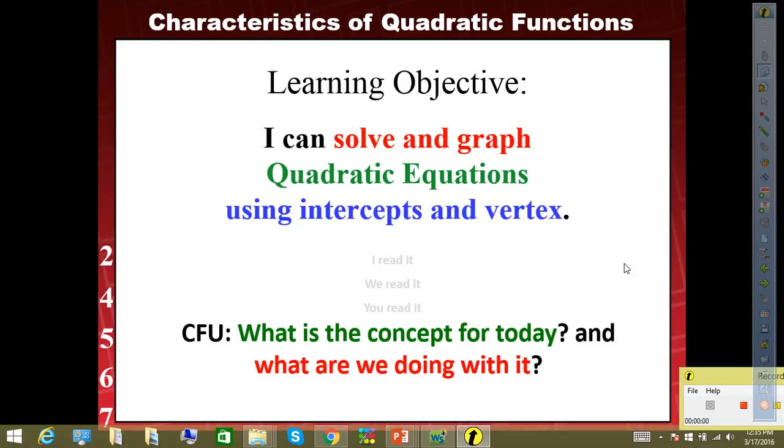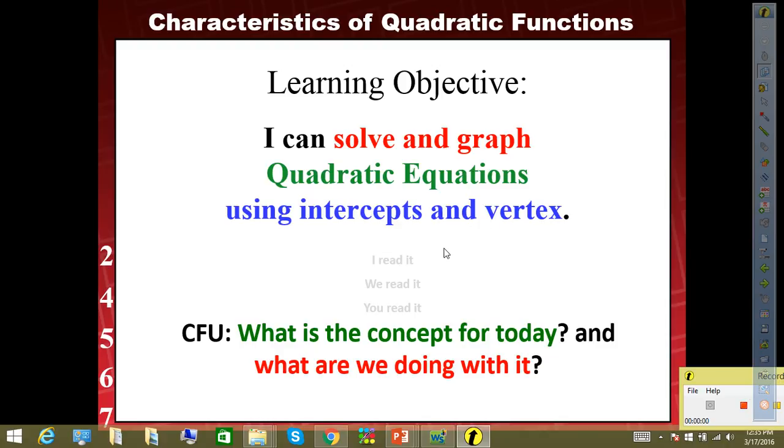Our objective for today: I can solve and graph quadratic equations using intercepts and vertex. Let's read together. 1, 2, 3. I can solve and graph quadratic equations using intercepts and vertex. So far we've been doing just that. We've been solving and graphing.